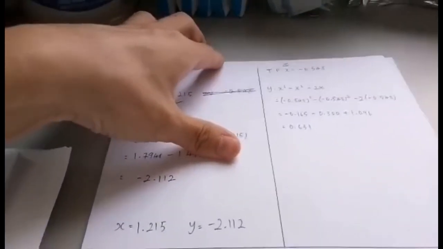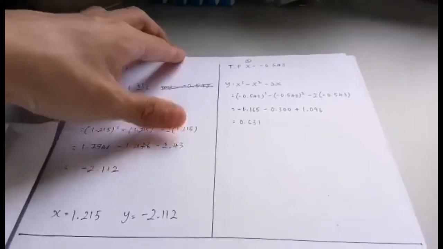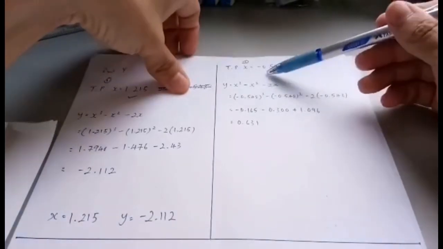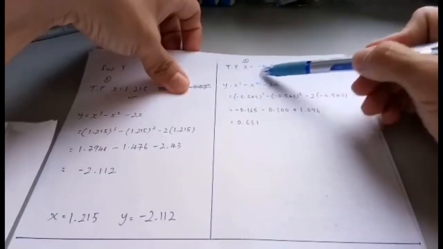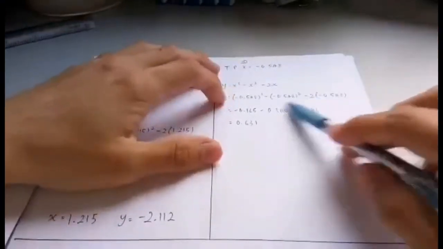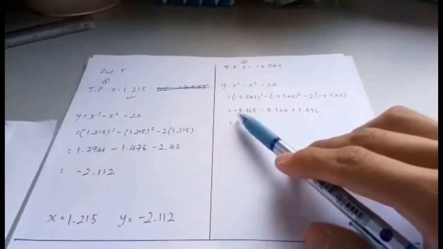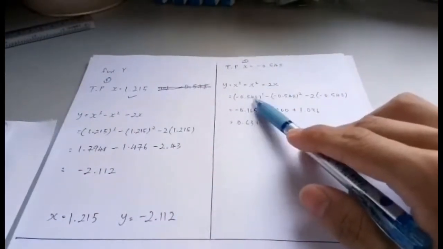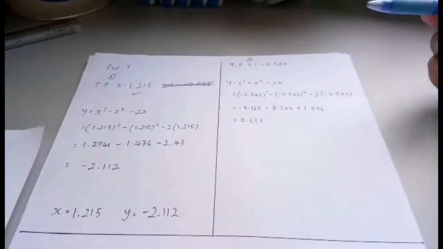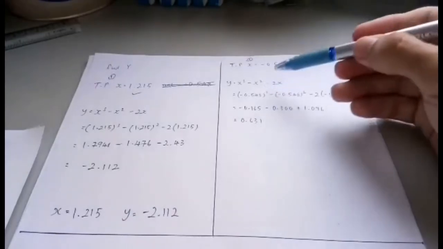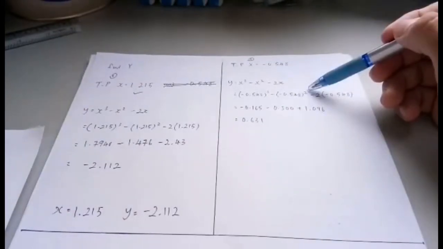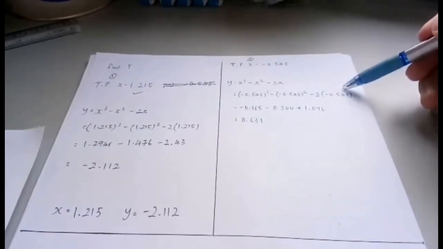But for the other one, also the same step, the only difference is the x value is different. This is negative 0.548. Okay, then I put it inside already. Then this is the cube, then put the negative 0.548, divided by power 3, and this one is power 2, then this times negative 2.